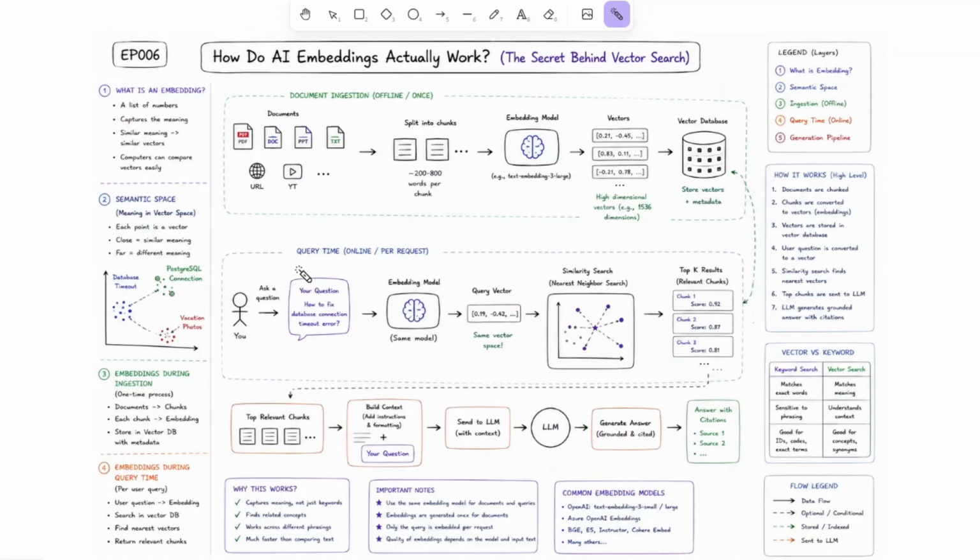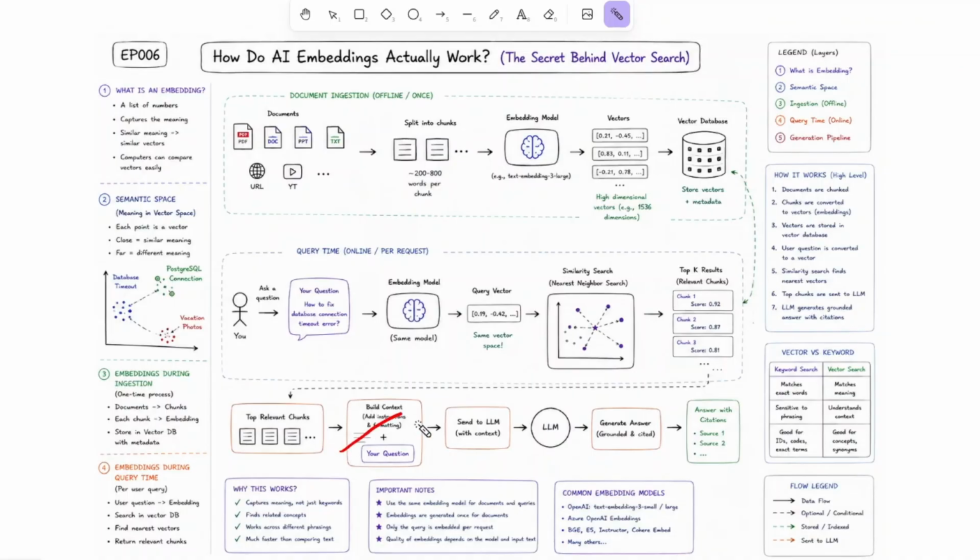The complete retrieval pipeline now becomes clear. Documents are split into chunks. Each chunk is converted into an embedding and stored inside a vector database. When a user asks a question, the query is embedded using the same model. The database finds the nearest vectors and returns the most relevant chunks. Those chunks are then passed to the LLM for reasoning.